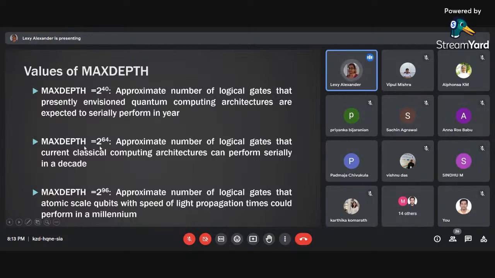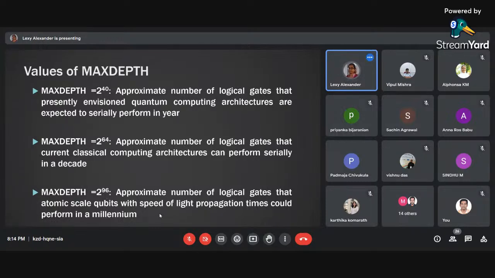Now, max depth 2 power 64 means the approximate number of logical gates that current classical computing architectures can perform serially in a decade. So this will give a security in a decade. For a 10 year security, the max depth of the attack should be 2 power 64 or more. Then max depth 2 power 96 means the approximate number of logical gates that atomic scale qubits with the speed of light propagation times could perform in a millennium. So this is what they consider a millennium security.